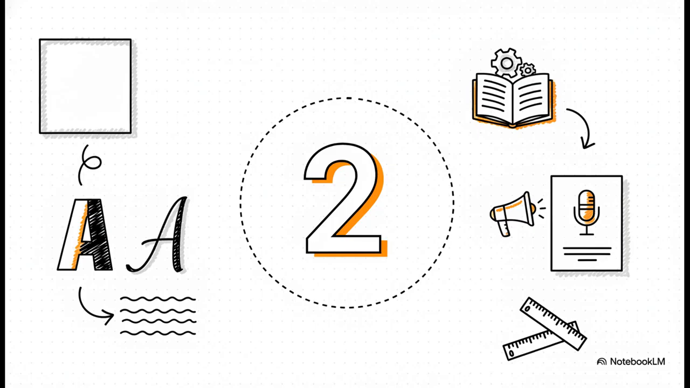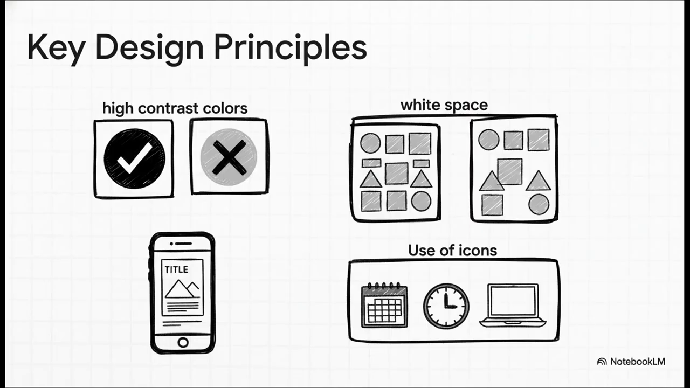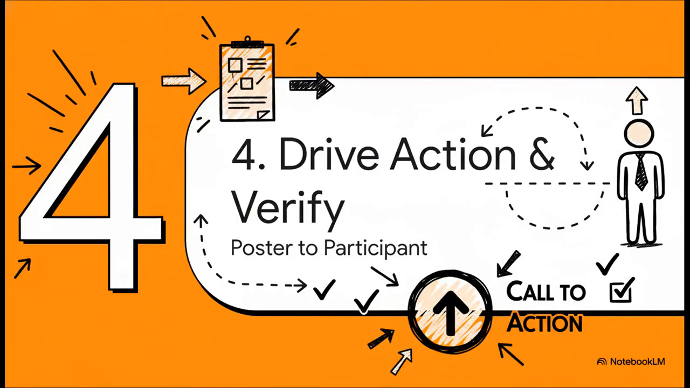Keep it simple. All right, a few other quick hit principles for you. Always use high contrast colors, dark text on a light background, or vice versa. It's all about readability. Don't be afraid of white space. It gives your content room to breathe. But maybe the most important tip on this list, check it on a phone. The vast majority of people will see your poster on a tiny screen, so you absolutely have to make sure it works there.